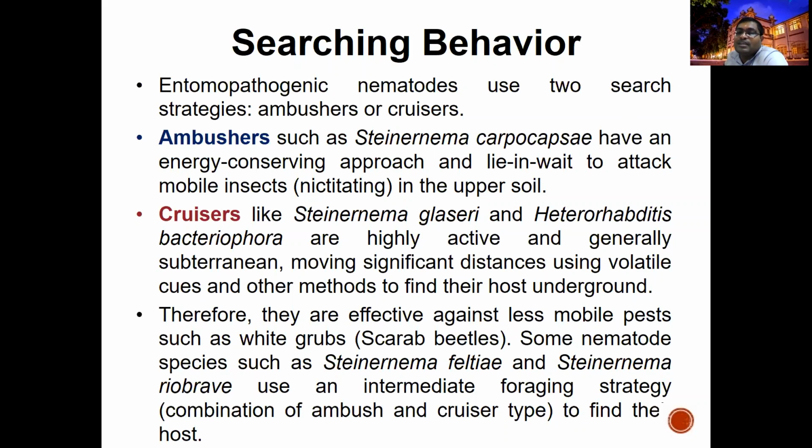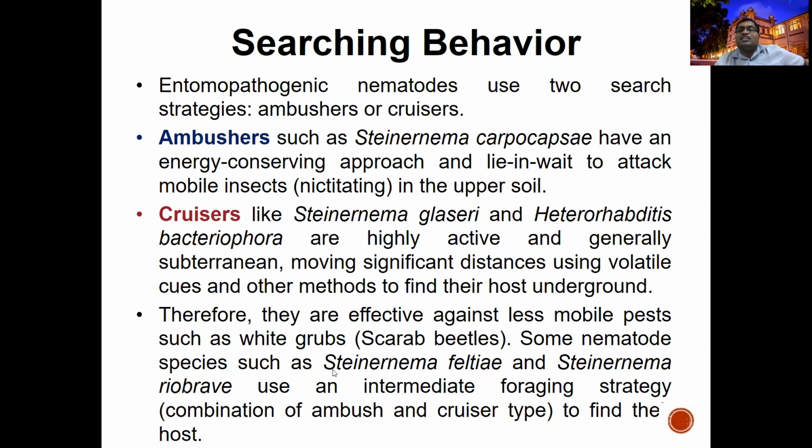They are highly active and generally subterranean, moving significant distances using volatile cues. Where the host is, chemical substances emitted from that host guide it to move. There are other underground cues and methods to find the host. So they are effective against less mobile pests such as white grubs, scarabaeid beetles. Grubs are always there in the soil.